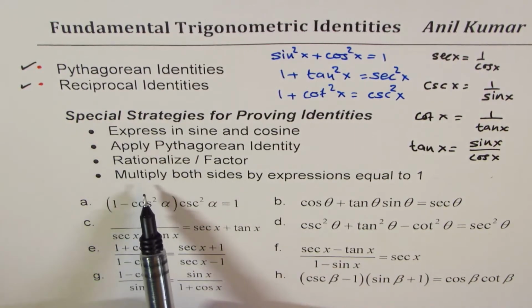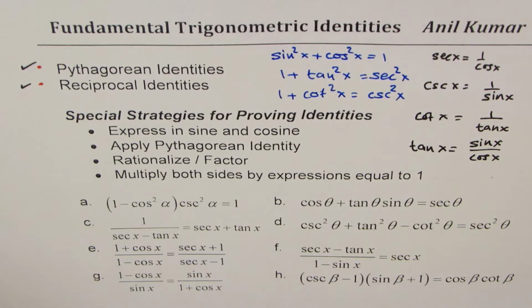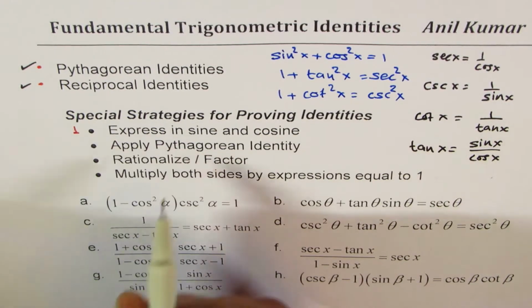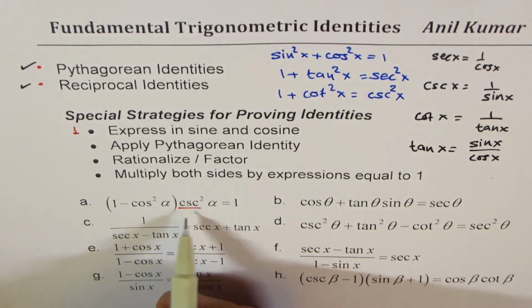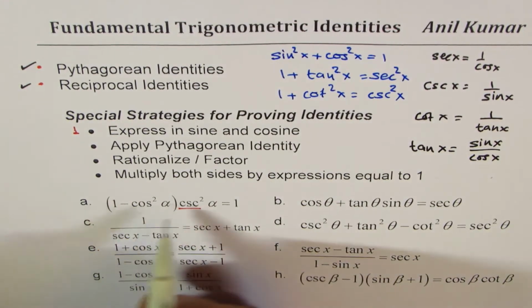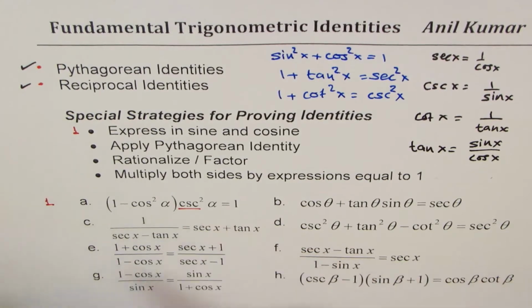Now these are different strategies. First strategy, let me number them. Then we'll talk about these strategies and then solve or prove identities. First one is express in sine and cosine. So for example here, we have cosecant. We can apply strategy number 1 here.